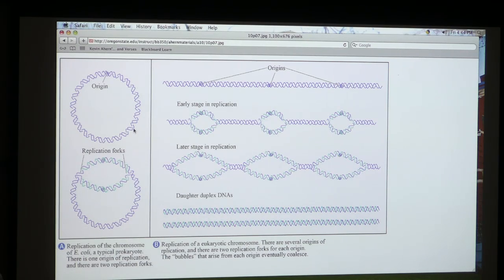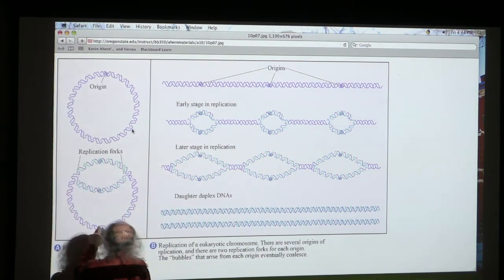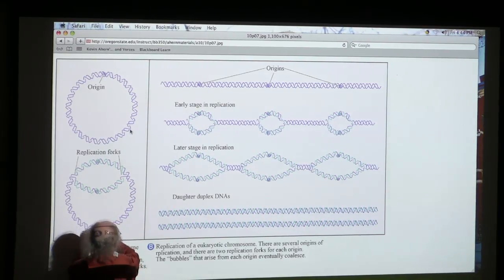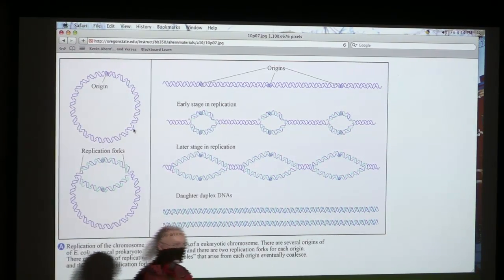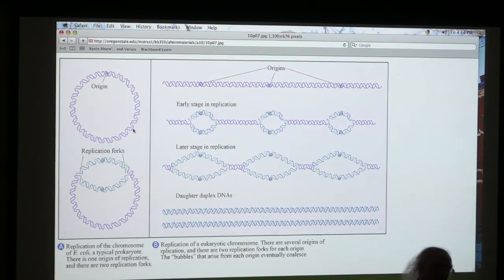When we look at how this occurs in bacteria, it's what we call bidirectional. It starts here, okay? And then we see one replication fork moving to the right and down, and one moving to the left and down. Okay? So it's bidirectional. And what will happen is these guys will come around here, and they'll finish down here, and when they're done, you'll have two circles of DNA.